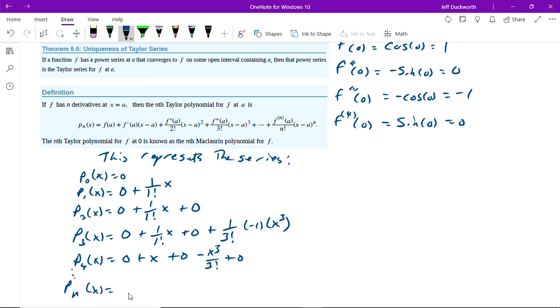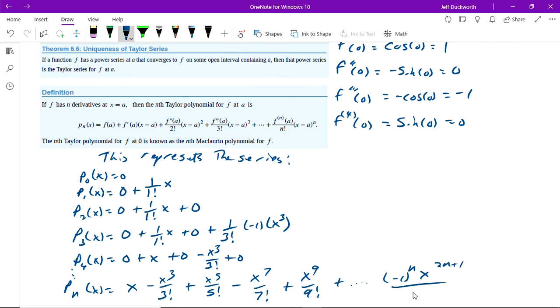Pn at x is our first value. We don't need the 0. We're going to have an x, right? Then there's another 0, and then we go to this negative x cubed over 3 factorial. And then the next one will be positive x to the 5th over 5 factorial. And the next one will be a negative x to the 7th over 7 factorial. And then the next one will be positive x to the 9th over 9 factorial, until eventually we get to a negative 1 to the n, and then it's x to the 2n plus 1 all over quantity 2n plus 1 factorial.